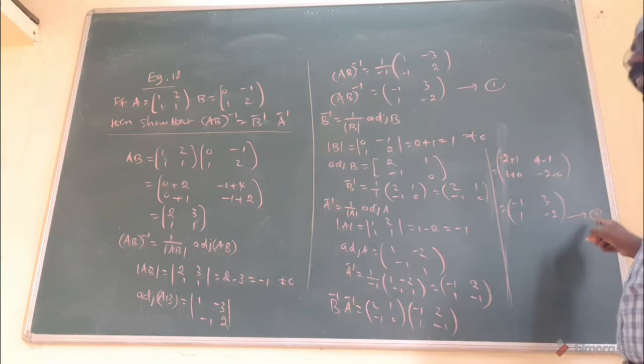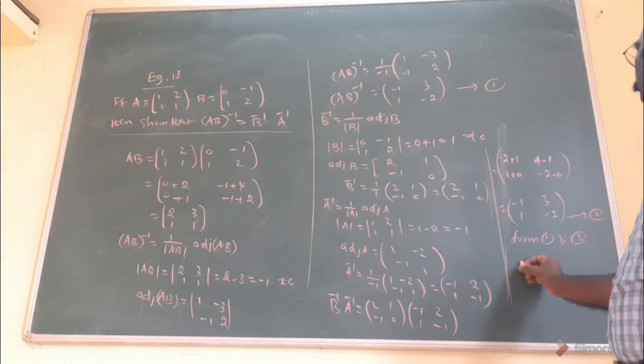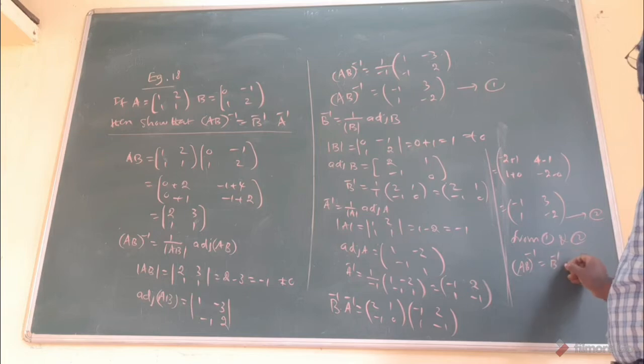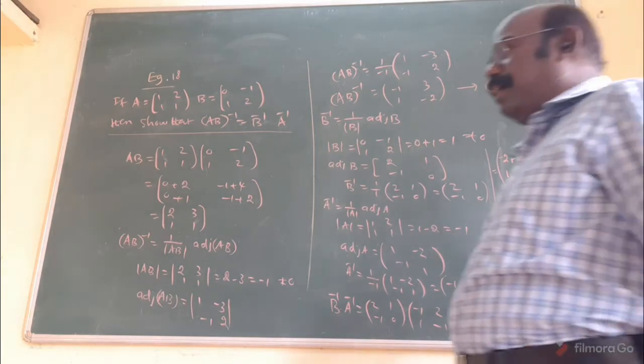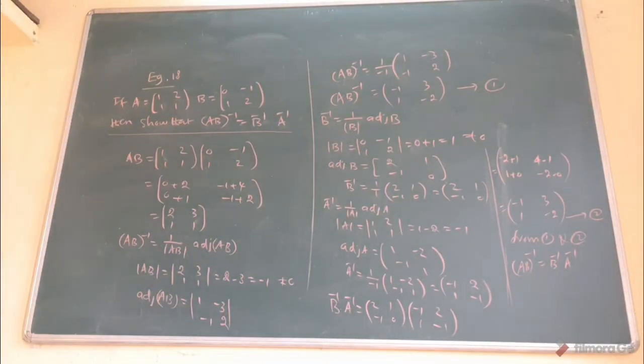That was the answer. Therefore from 1 and 2, (AB) whole inverse equal to B inverse A inverse. Definitely both answers will be equal, otherwise you have done something wrong. The same type of question, a 3 mark or 5 mark important question, the example is already over. This example problem, that's all.